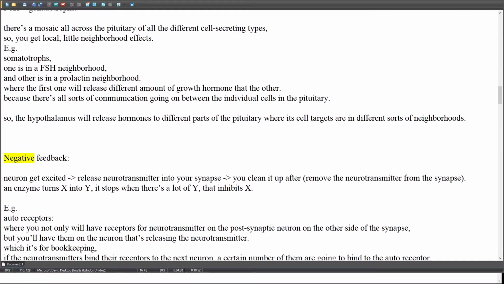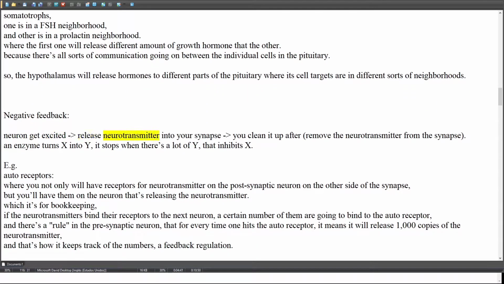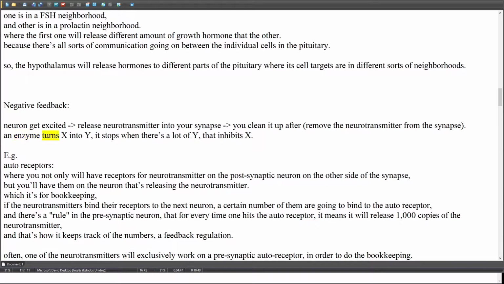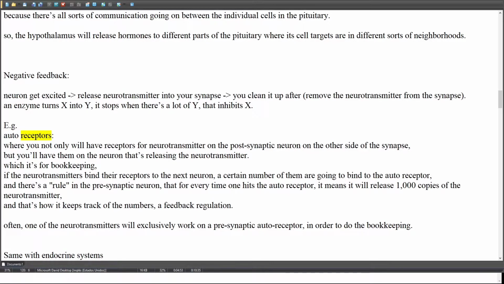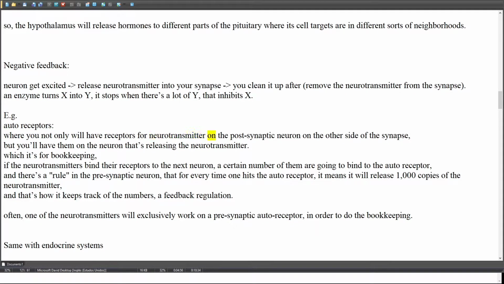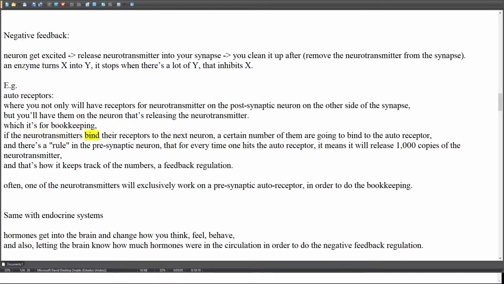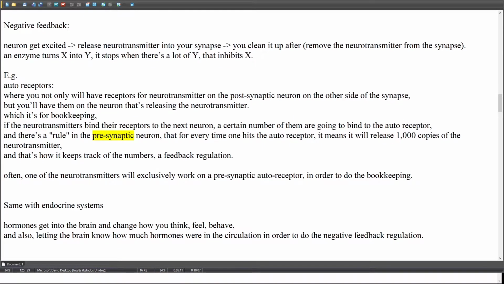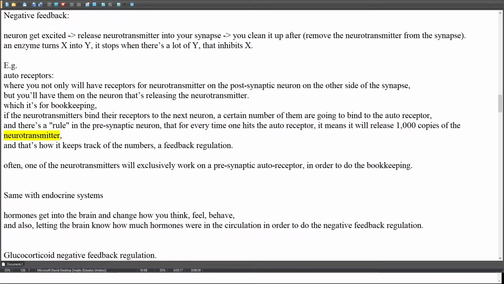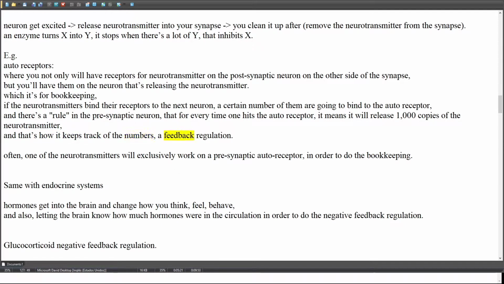Negative feedback. A neuron gets excited and releases neurotransmitter into the synapse, and you clean it up after, removing the neurotransmitter from the synapse. An enzyme turns X into Y, and it stops when there's a lot of Y, which inhibits X. E.g. autoreceptors: you not only have receptors for the neurotransmitter on the postsynaptic neuron on the other side of the synapse, but you have them on the neuron that's releasing the neurotransmitter, which is for bookkeeping. If the neurotransmitters bind their receptors on the next neuron, a certain number of them are going to bind to the autoreceptor. And there's a rule in the presynaptic neuron that for every time one hits the autoreceptor, it means it will release 1000 copies of the neurotransmitter. And that's how it keeps track of the numbers, of feedback regulation.